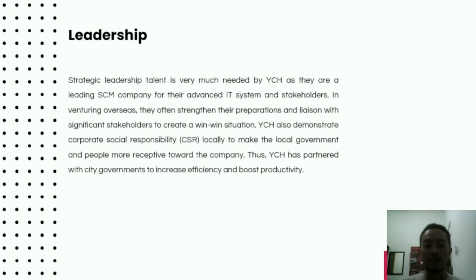In venturing overseas, they often strengthen their preparations and liaise with significant stakeholders to create win-win solutions. YCH also demonstrates corporate social responsibility locally to make the local government and people more receptive toward the company. Thus, YCH has partnered with city governments to increase efficiency and boost productivity.